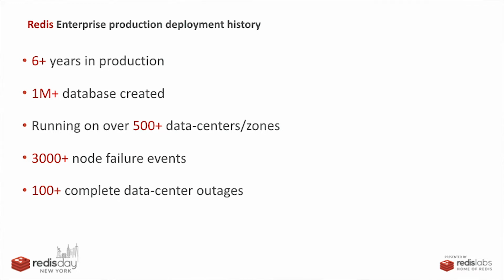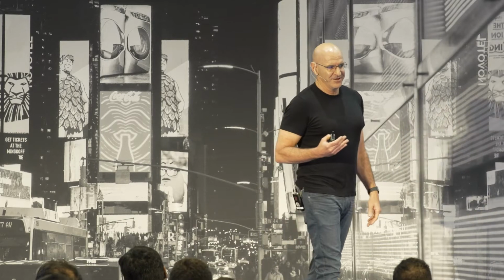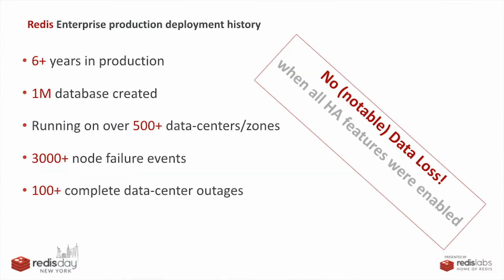First of all, we are over 6 years in production, one of the first companies on earth that did database as a service in the cloud when the cloud was completely unstable. We manage over 1 million databases, over 500 data centers, on-prem and cloud. Since we started, we had over 3,000 node failure events and over 100 complete data center outages. This is huge. And for those who enabled all the HA features, we don't know about any data loss.